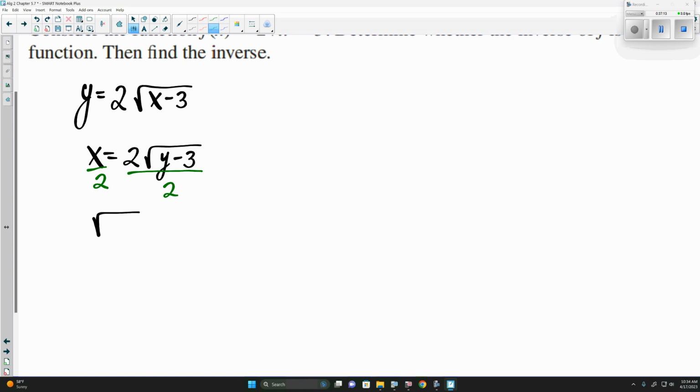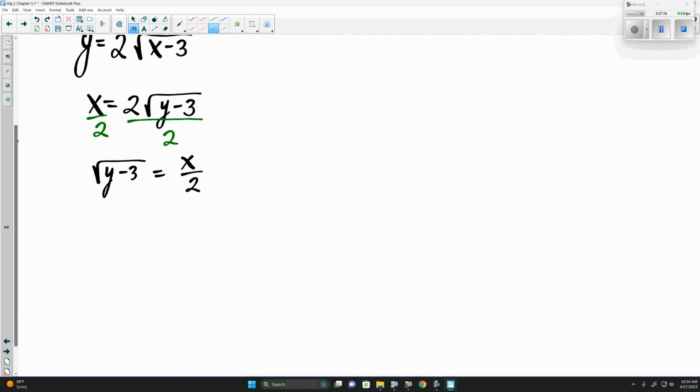Telling us that the square root of y minus 3 is equal to x over 2. Now we do have that minus 3, and it's very tempting to want to add 3, but the square root is keeping the y minus 3 together. It's really holding it all together, so I can't just add 3. So we divide the 2 first.